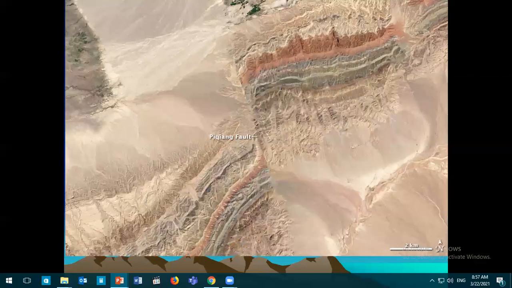Okay. This is a fault. Can you see this metal part?